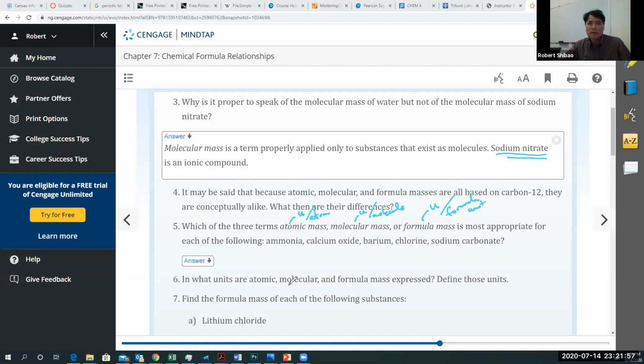In what units are atomic, molecular, and formula mass expressed? Well, these are the units here, U. Find the formula mass of each of the following substances.